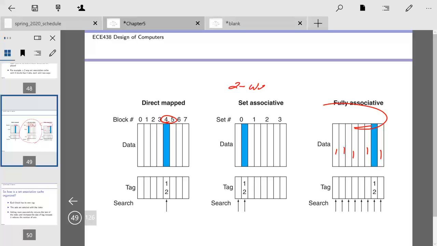Two-way. Now we can have 4-way, 8-way, and so on and so forth. So there's a spectrum between direct map and fully associative.